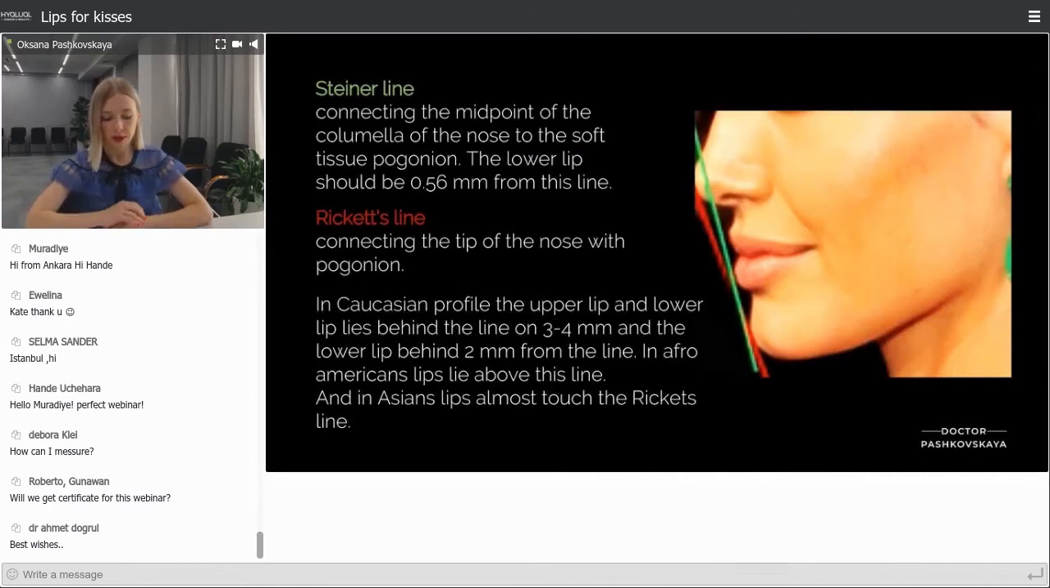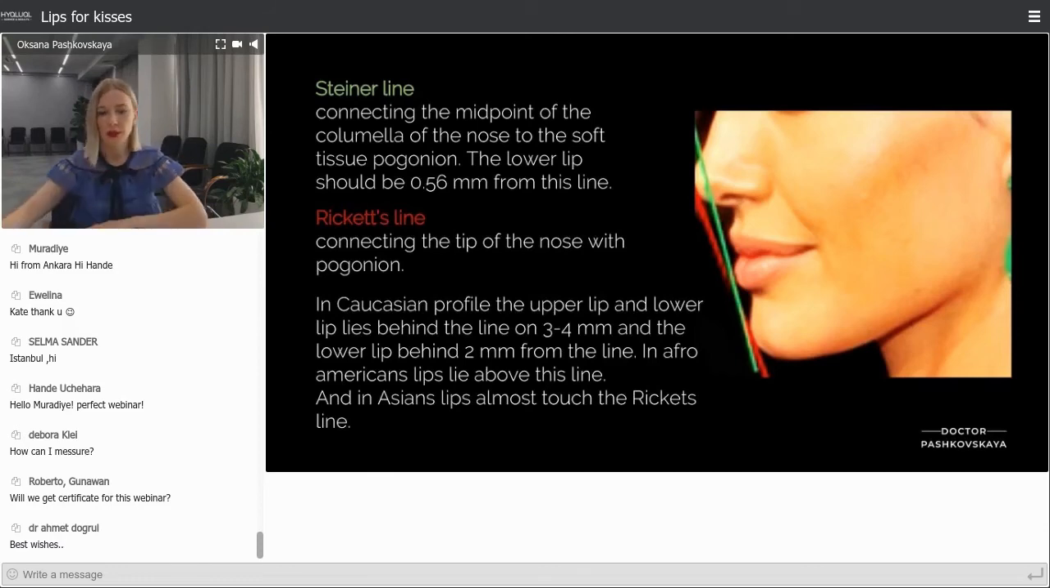And another one, it's like our reference point, the Ricketts line. Of course, it's also very important to pay attention to this. Look, if we connect the tip of the nose and the tip of the chin, we get a line, and we could see how the upper and lower lip correspond to that line.